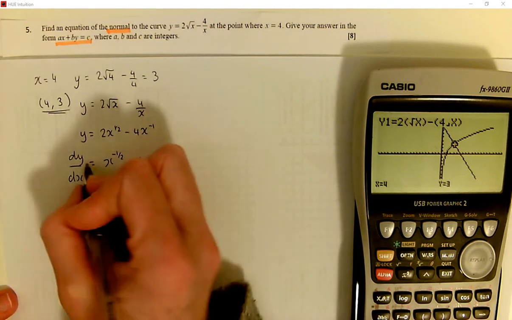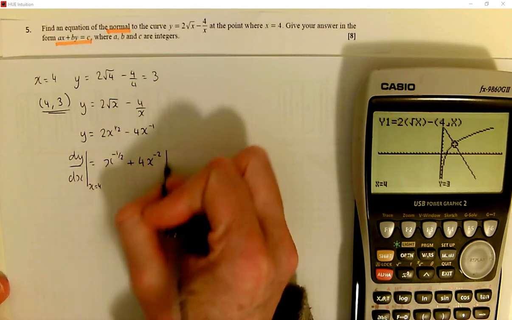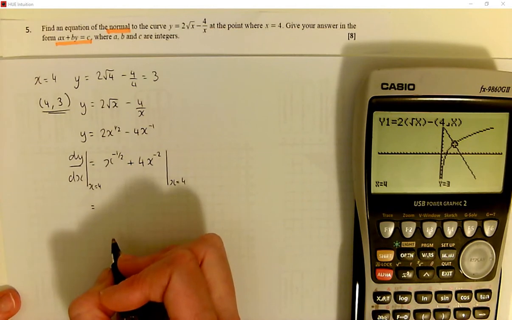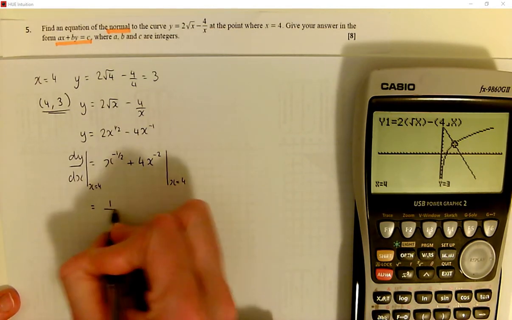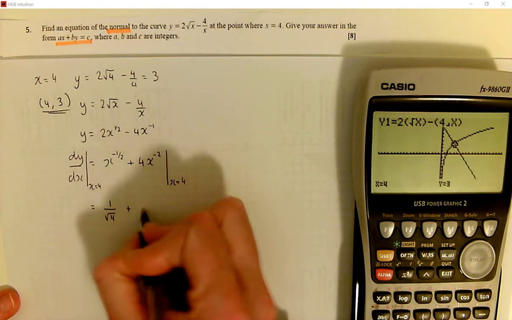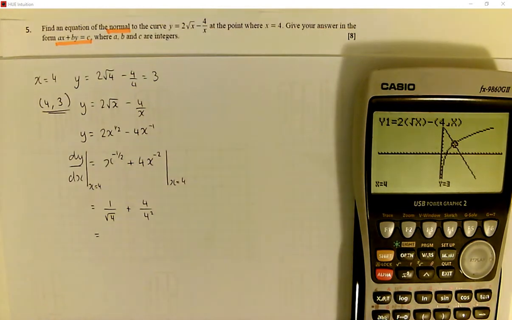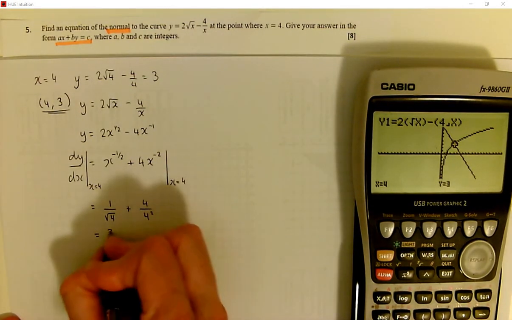Now we need to know what is the gradient where x equals 4. Okay, so we just substitute x equals 4 in there. So for my brain, I'm going to switch it back to 1 over root 4 plus 4 over 4 squared. Okay, and we can calculate that. So that's a half plus a quarter, so that's going to be 3/4.